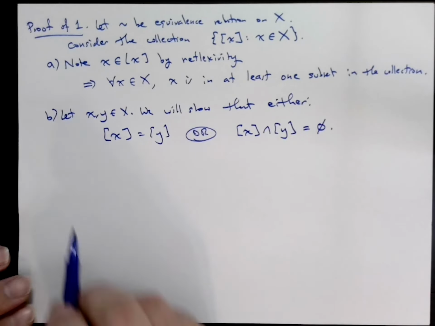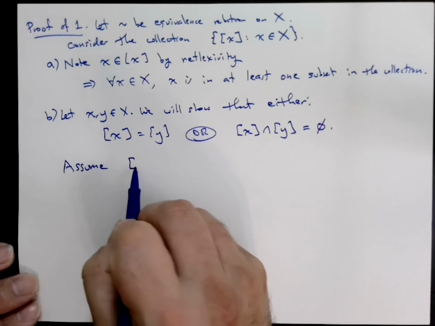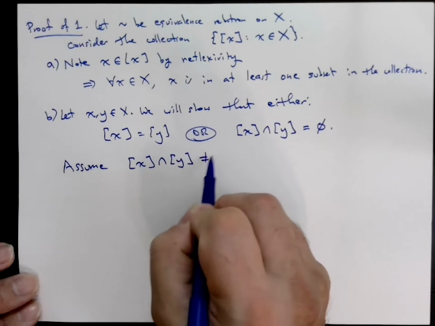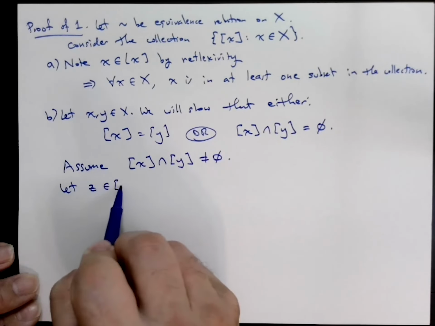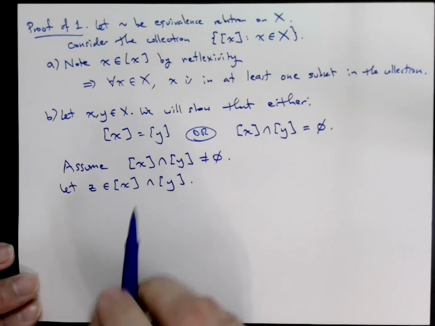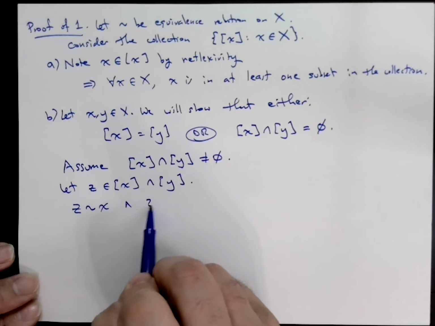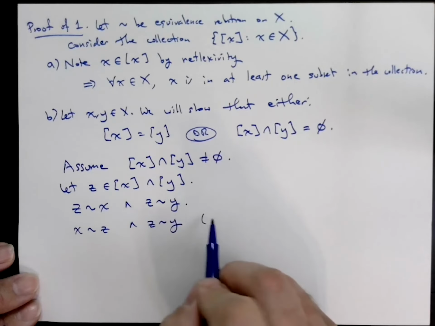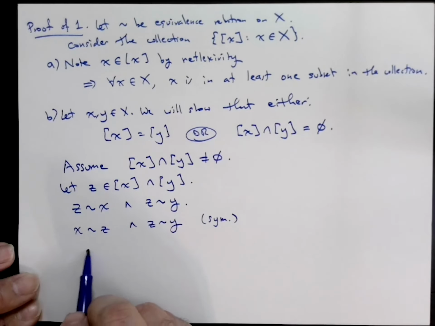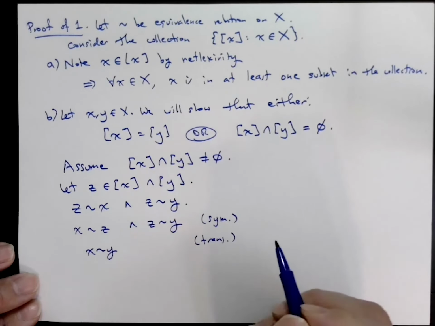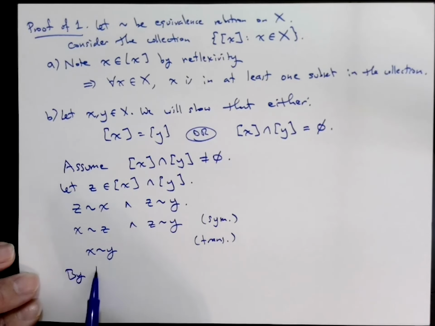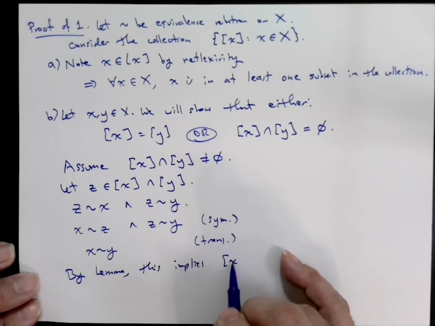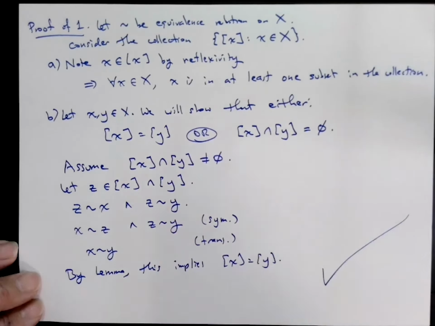If they have a non-empty intersection, then something is in there. Let's call it z. So z is in the equivalence class corresponding to x and the equivalence class corresponding to y. What that means is z is equivalent to x and z is equivalent to y. By symmetry, this means x is equivalent to z and z is equivalent to y. By transitivity, that implies that x and y are equivalent, and by our earlier lemma, this means that the equivalence classes are exactly the same.